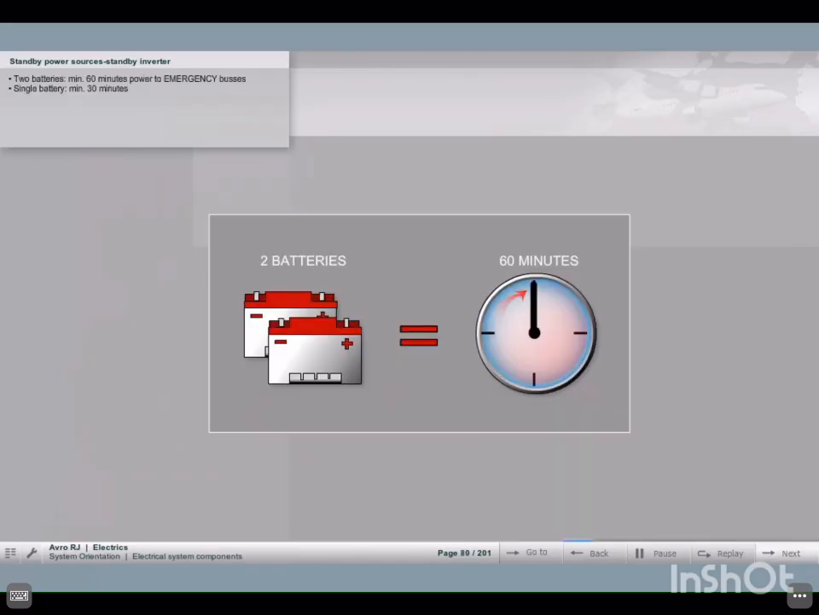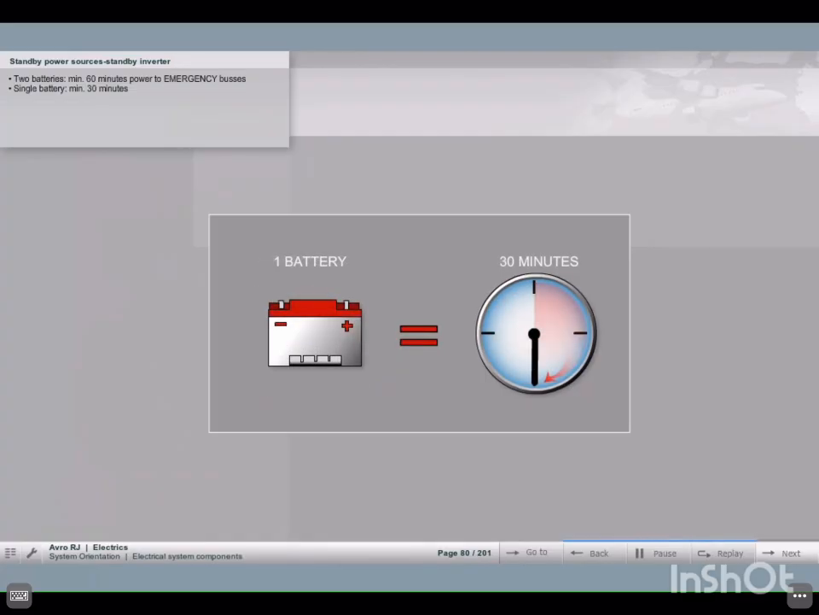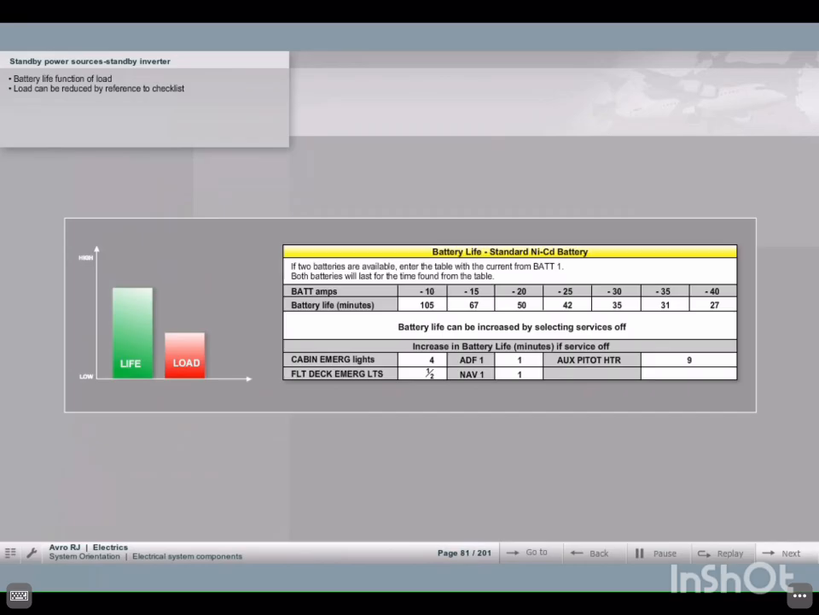When two batteries are fitted, power to the emergency bus bars is available for about 60 minutes. With a single battery, this time span is reduced to about 30 minutes. Battery life will depend upon electrical load, which can be reduced by reference to the abnormal and emergency checklist.